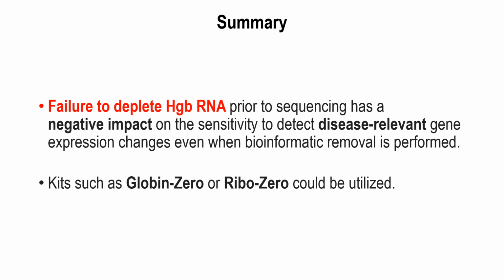The failure to deplete hemoglobin RNA prior to sequencing has a negative impact on the sensitivity to detect disease-relevant gene expression changes, even when bioinformatic removal is performed. So it is actually recommended to use kits such as Globin-Zero or Ribo-Zero prior to doing the RNA sequencing experiments themselves.